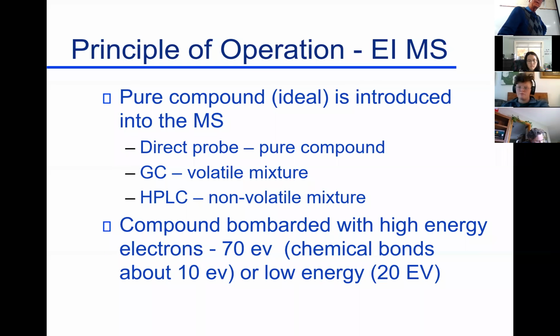We said we bombard them with energy, electrons. Those electrons will either be 70 electron volts or 20 electron volts. And I'll explain why we might use one versus the other. Many of our chemical bonds, our good, strong covalent bonds, are only about 10 electron volts. So when we hit it with 70, it's like putting a bomb in there, it just blows it to pieces. So we hit it with energy.